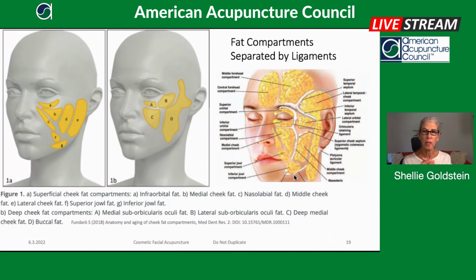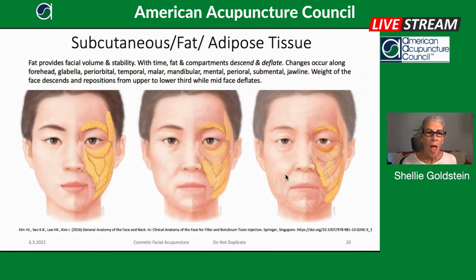So they're partitioned and sectioned off and held into place with ligaments. As we age, changes occur, and the fat, we call it descent and deflate, which means that it moves as it breaks down. It starts to lose its form, it loses its integrity, and then it moves. And oftentimes it moves under the eye socket and in this fold between the nose and the corner of the mouth. It's called the nasolabial fold.